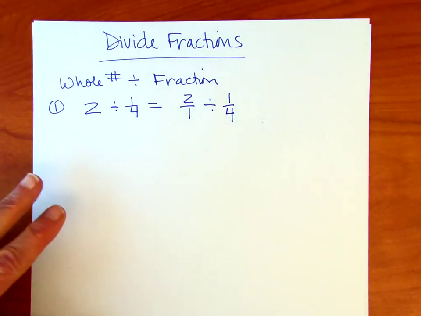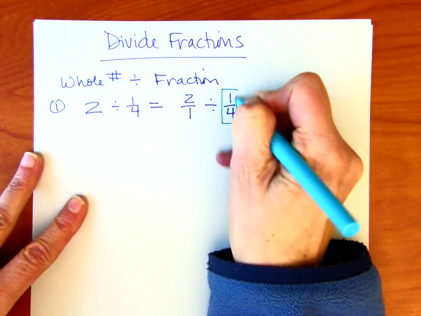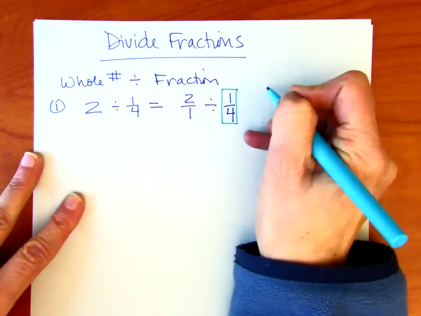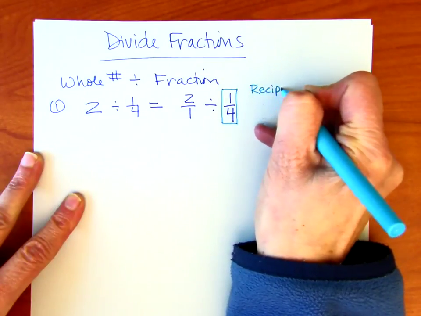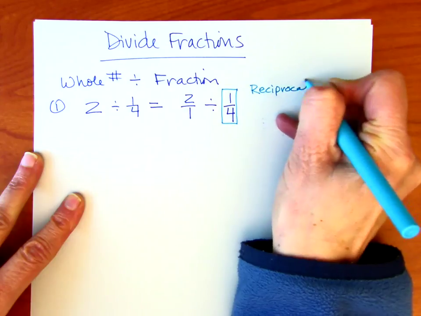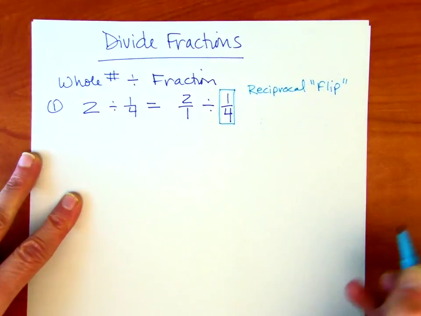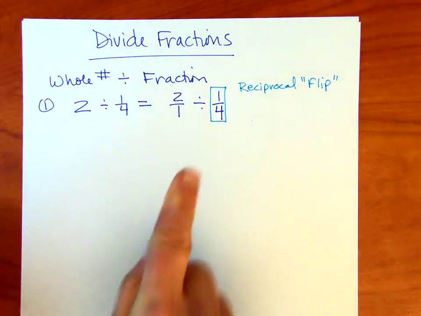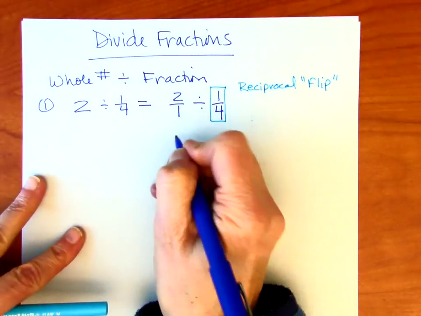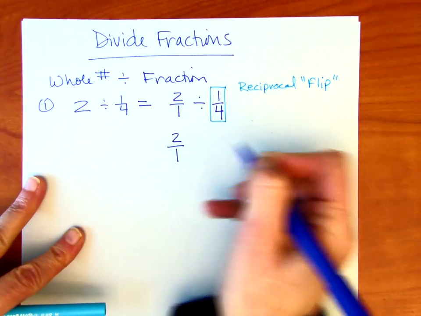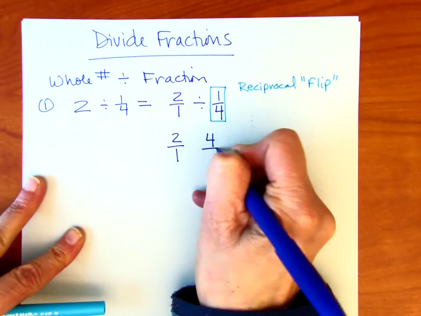Now there's a special rule with division that we're going to take that second fraction and we're going to flip it, or take the reciprocal, which basically means flip. So I'm going to go ahead and rewrite this to show you what I mean. I'm going to take 2 over 1, and the reciprocal of 1/4 would be 4 over 1.